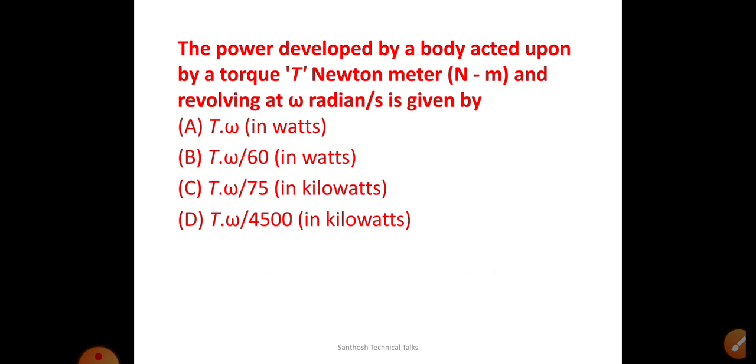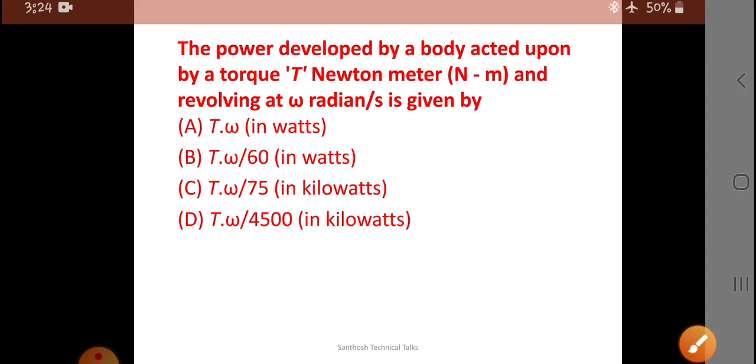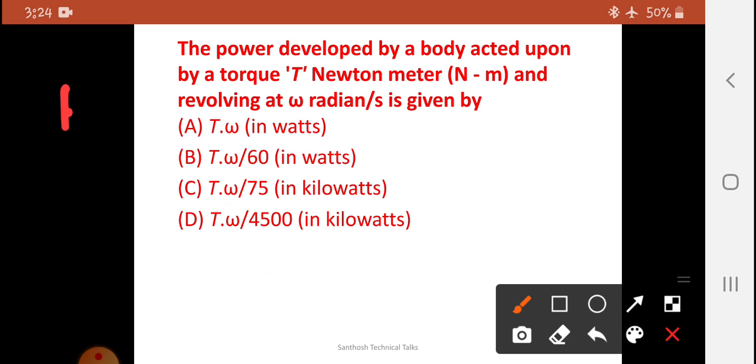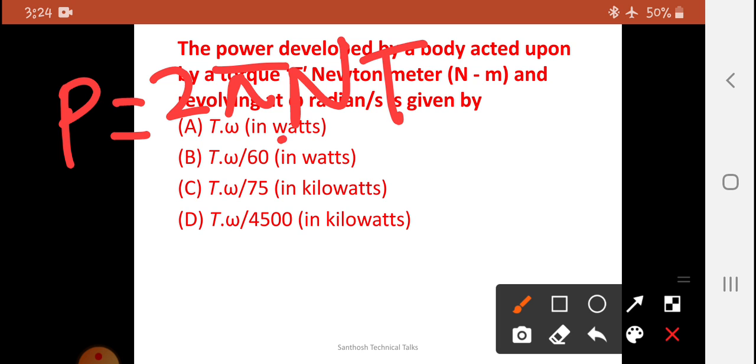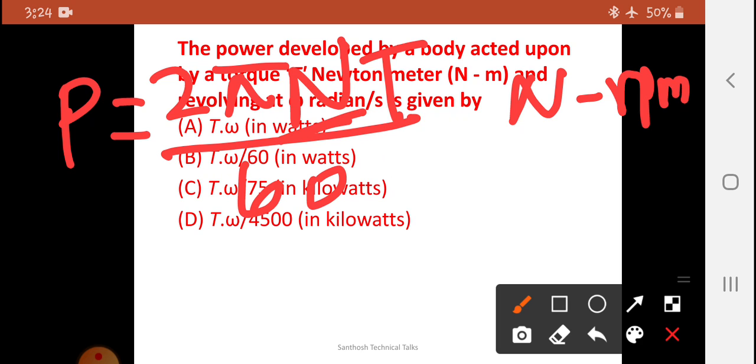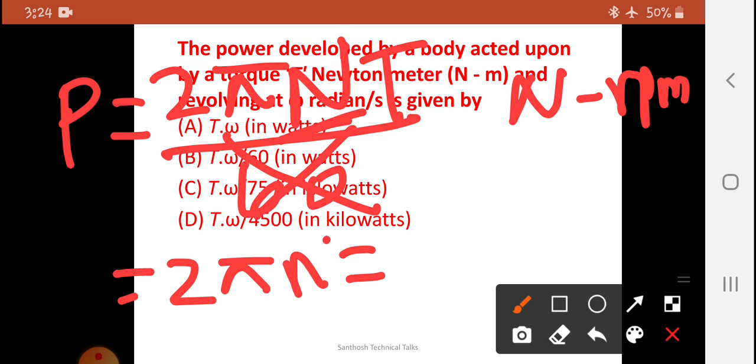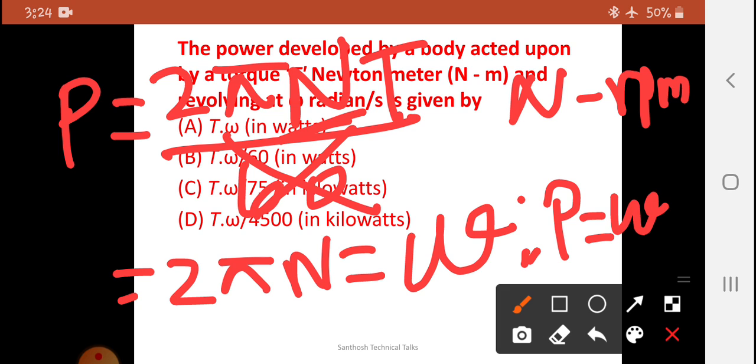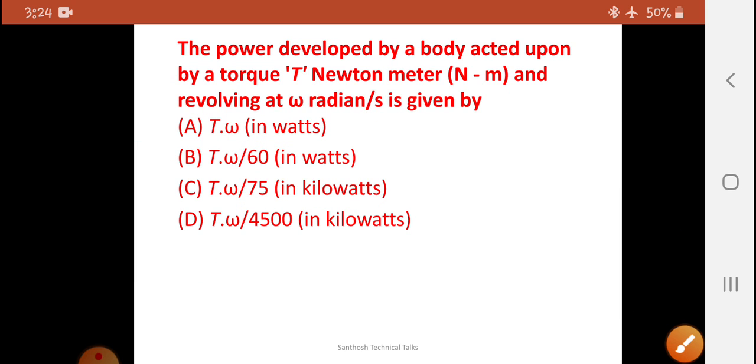And the next question, very superb question, power developed by a body acted upon by torque T in Newton meter and revolving with omega radians per second. We know that the formula of power P is equal to 2 pi n T. If it is in revolutions per minute, if it is RPM, then we put a 60, or it will not be there. If 2 pi n is equal to omega, then the power is equal to omega times T, omega times the torque. Therefore power is equal to T omega is the correct answer.